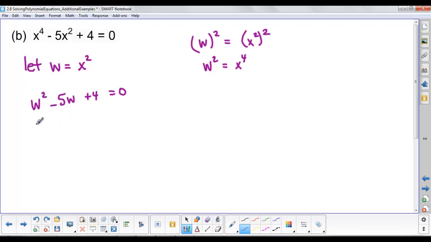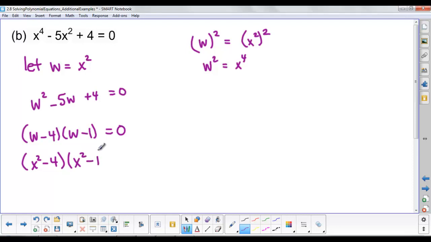So we are left with a trinomial that we are all very used to factoring. We're looking for two numbers that multiply to 4 and add to -5. Those two numbers are w minus 4 and w minus 1. And again, similar to the last question, w was a placeholder that you created, so we are going to replace that with our original statement that w equals x squared. So this really is x squared minus 4 and x squared minus 1.